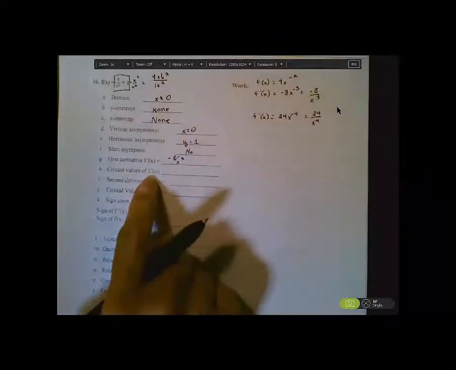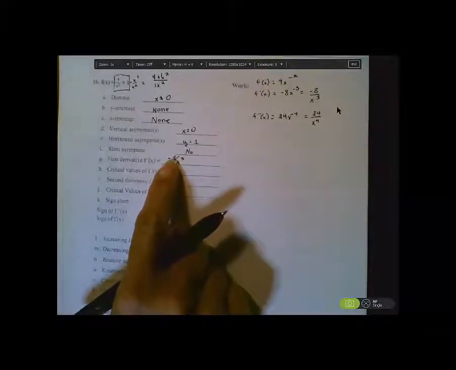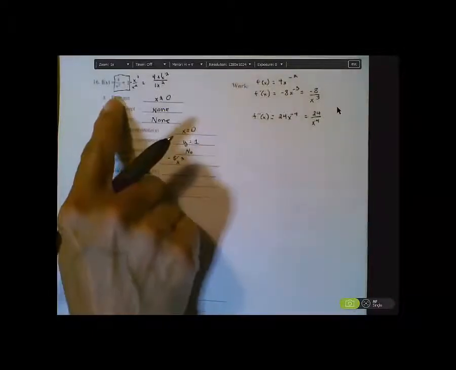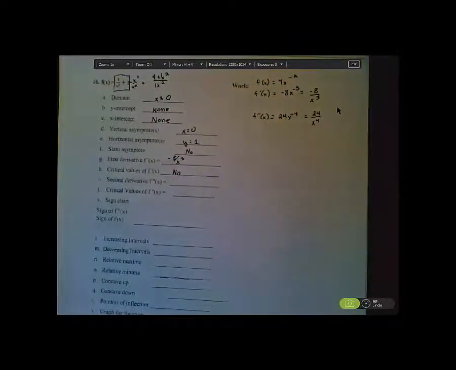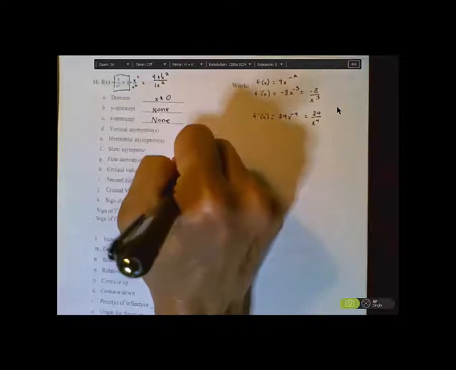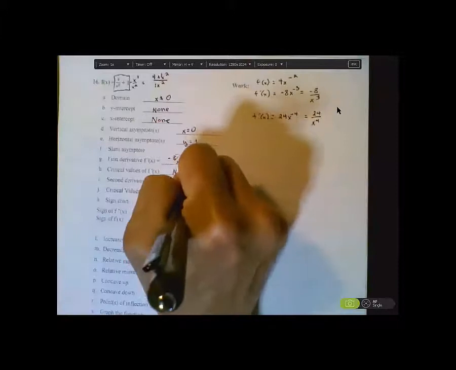The critical values are what makes the first derivative 0 or undefined, with the caveat that the function has to be defined there. There's nothing that makes that numerator 0. The only thing that makes the denominator 0 is 0, and the function's not defined there. So there are no critical values of the first derivative. The second derivative is 24 over x to the 4th, and it doesn't have any critical numbers either.